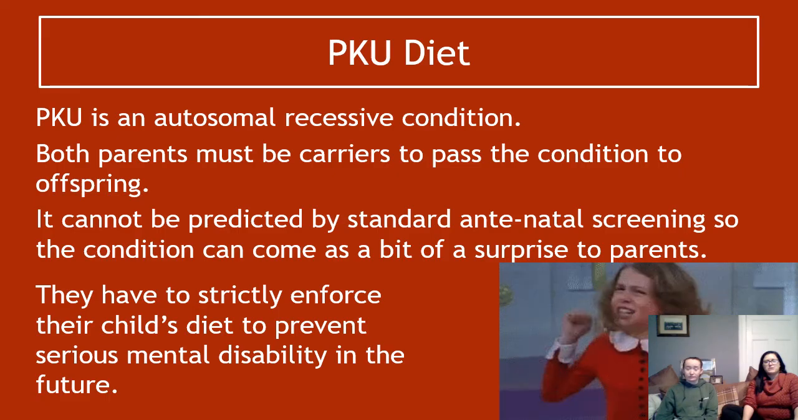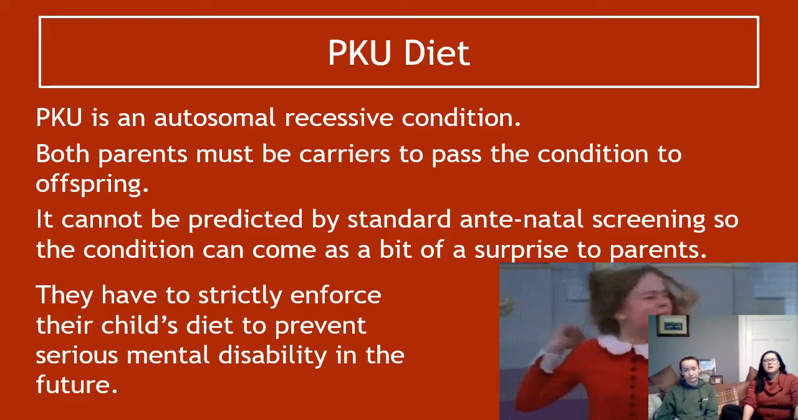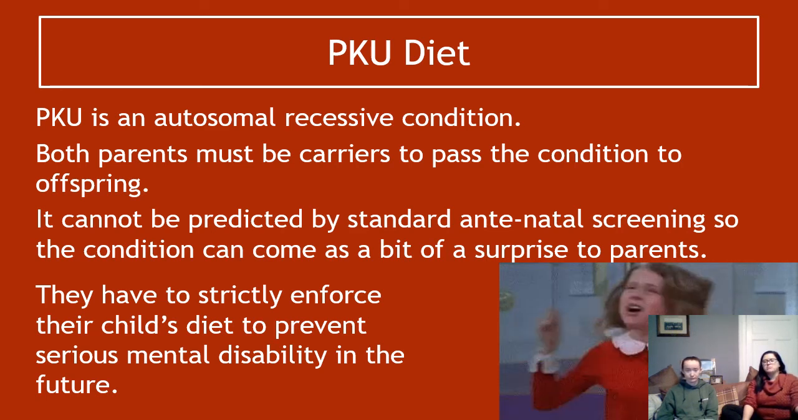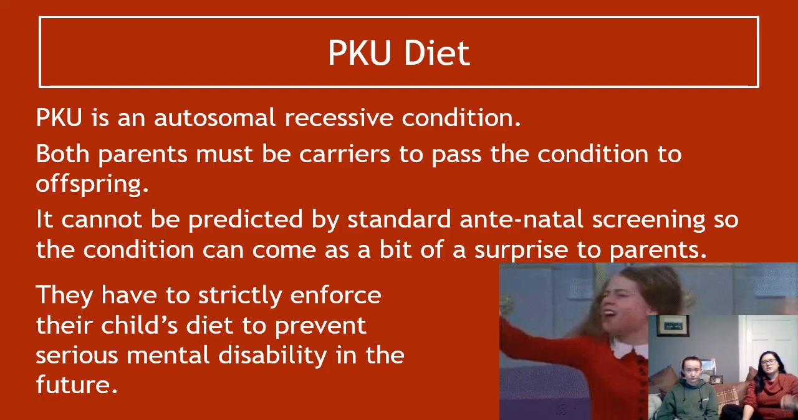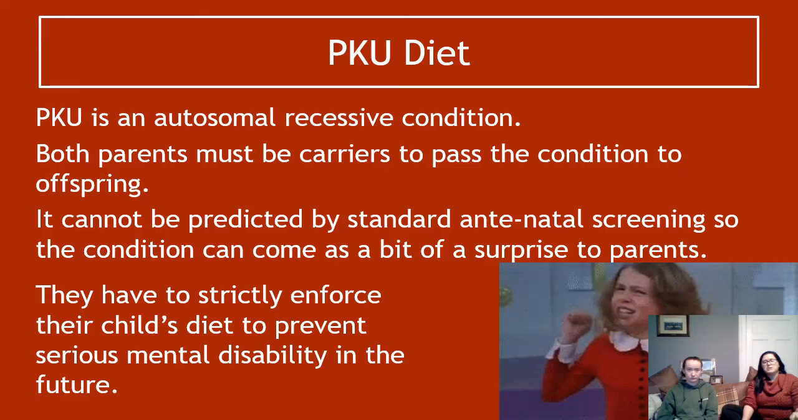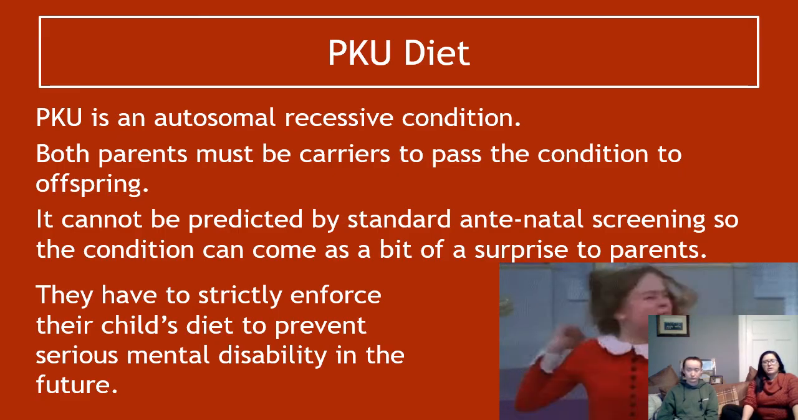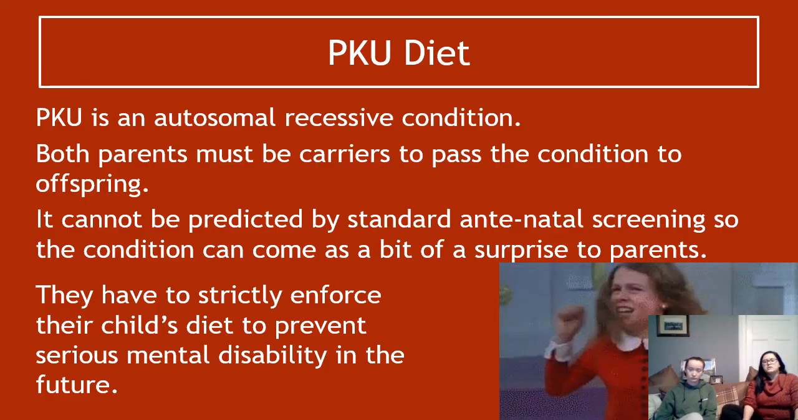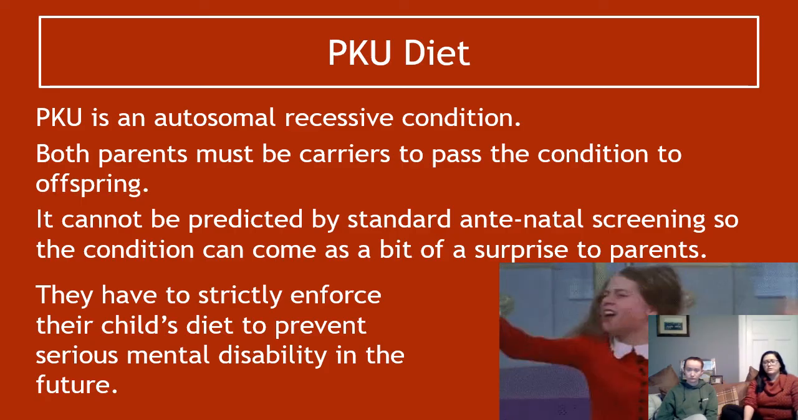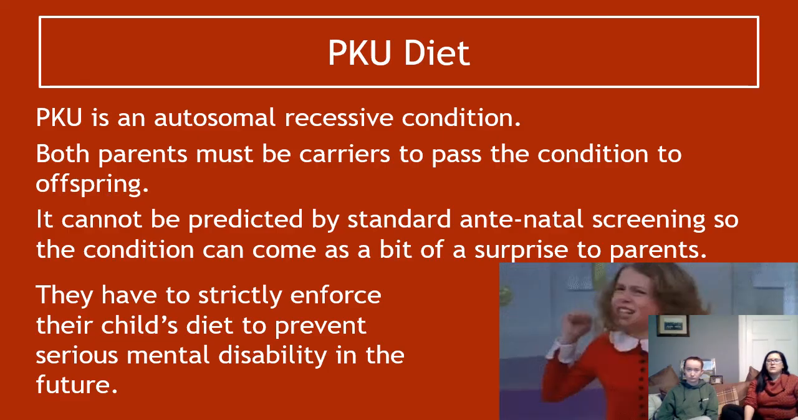Okay, now PKU is an autosomal recessive condition. So what this means is equal males and females are affected. Both parents have to be carriers to pass the condition on to offspring. So both parents must hand over their one recessive gene, second recessive gene, homozygous recessive person. It cannot be predicted by standard antenatal testing, so the condition can come as a little bit of a surprise to parents, and they do have to strictly enforce their child's diet in order to prevent serious mental disability in the future. That can be a challenge for quite a lot of parents, given that it's also in artificial sweetener.